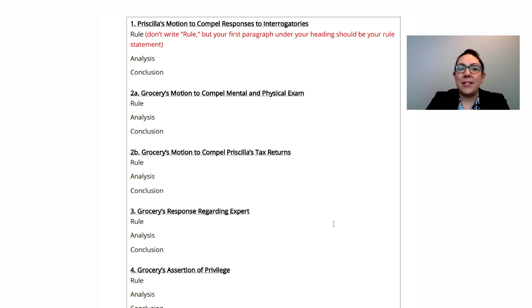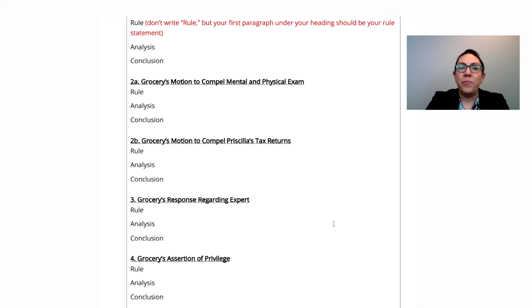The other thing I want to discuss here is question number 2. So question number 2 asked us to address groceries' motions to compel. It was plural. So we knew when we were looking at the facts of this particular essay that we need to look for multiple motions to compel.